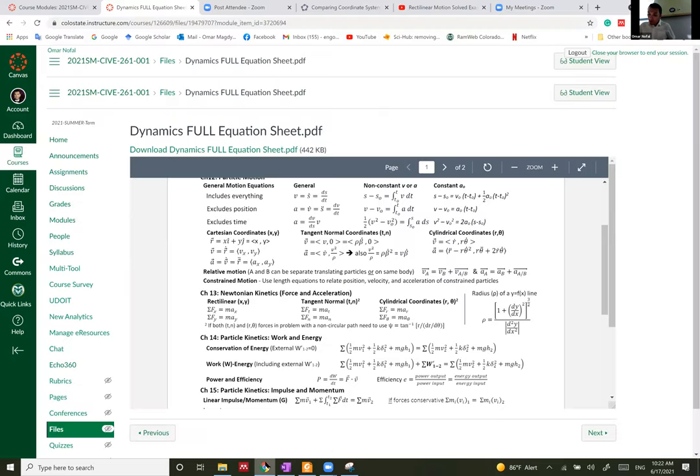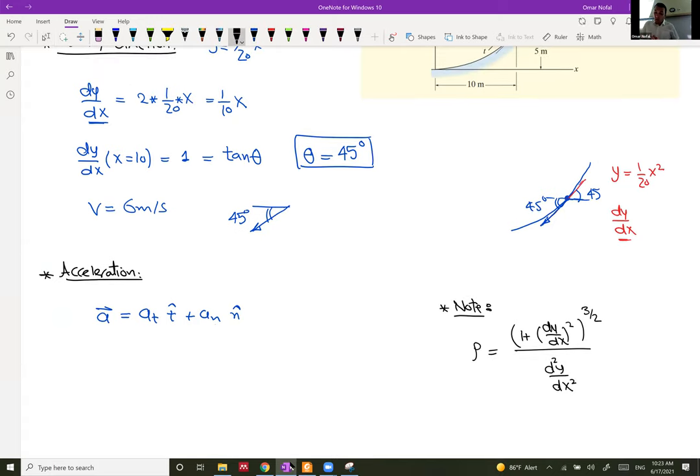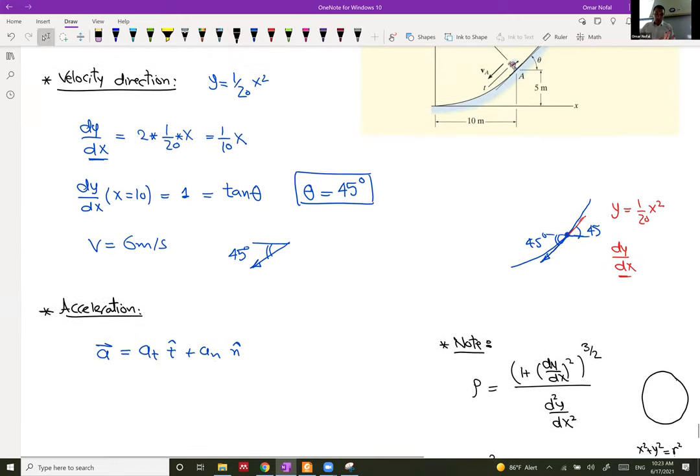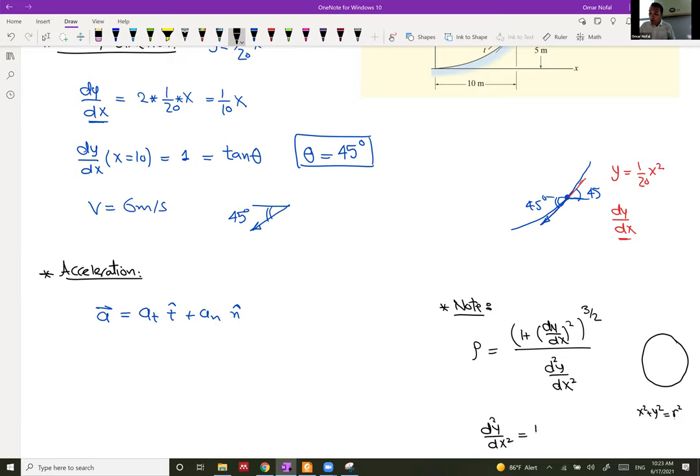Let's double check it's right. Okay, so we have dy dx equal to 1 at this instant. So we need to get d squared y dx squared. By the way, if you try this with the circle equation, x squared plus y squared equal to r squared, it should give you r. So this is valid for any curved path. Let's get the second derivative. The first derivative is equal to 1 over 10 multiplied by x, and the second derivative of this will be 1 over 10. So let's substitute in this equation to get rho.